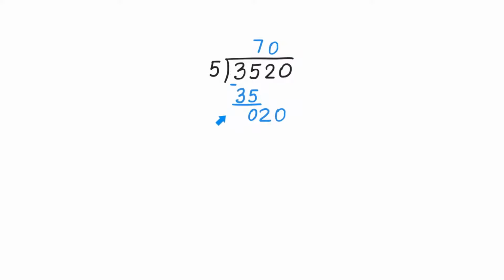Now 5 goes into 20 4 times. We will write 4 above 0, and now we will multiply 4 and 5 to get 20. So 4 times 5 is 20, and 20 minus 20 will give us the remainder 0. So in this problem we divided 3520 by 5 and we got 704.